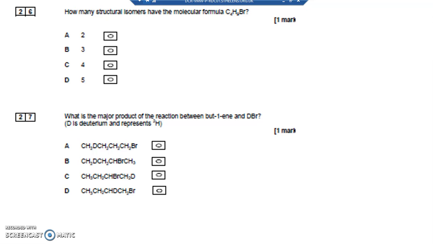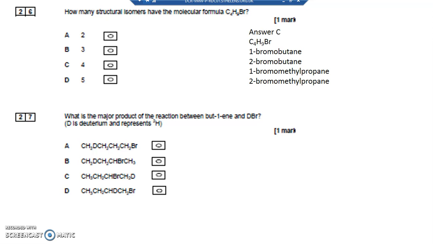If the Br was on carbon number 3 of methyl propane, it would be the same as 1 methyl propane. So I can have 1-bromobutane, 2-bromobutane, 1-bromomethyl propane, and 2-bromomethyl propane. The chain can't get any shorter than that, shorter than 3 with a branch. So my answer is C.